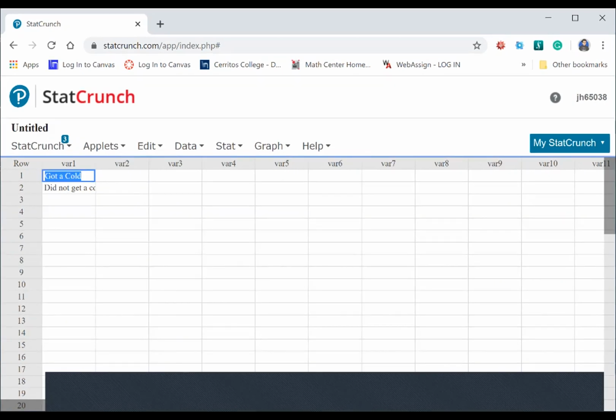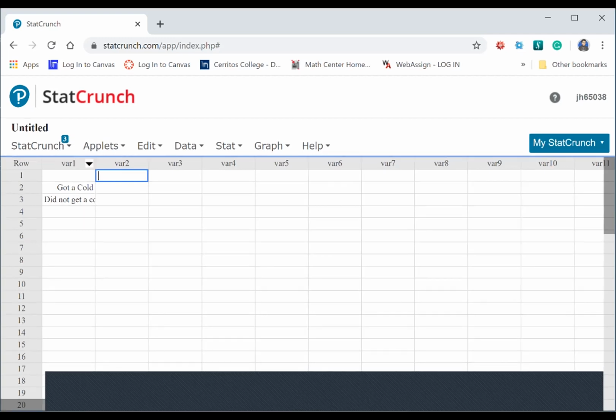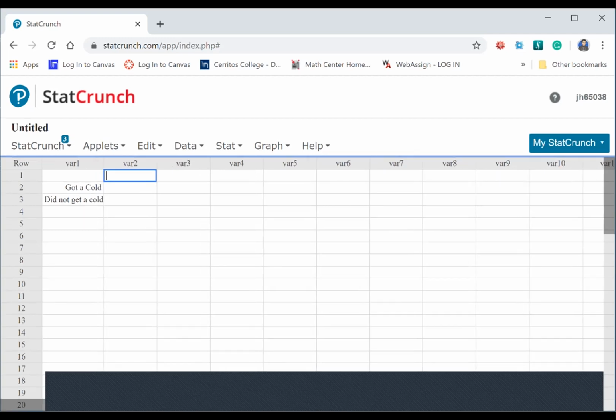Oops, I gotta move these down. Control X, Control V. Okay, let's see what we got here. Got a cold, did not get a cold. Okay, and then placebo. Placebo, okay, and then 88, and then 19, okay, and then echinacea.